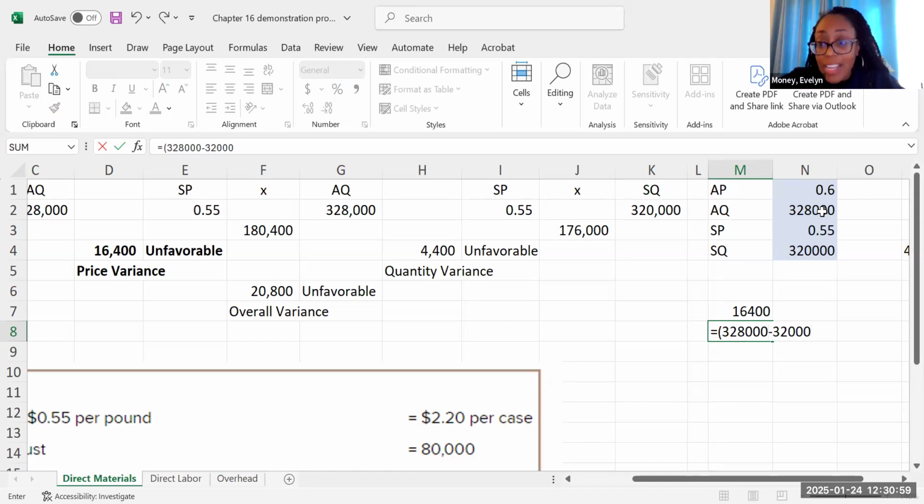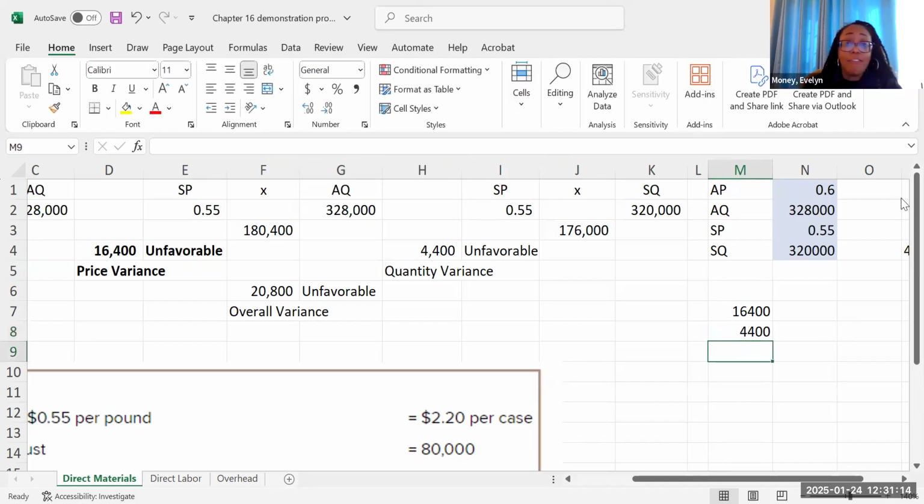Minus 320. That's what I get. I should have just put the 8,000 in there and then we'd be done by now. And I'm going to multiply that times my standard price because that's my common item there. And I get 4,400. Unfavorable.